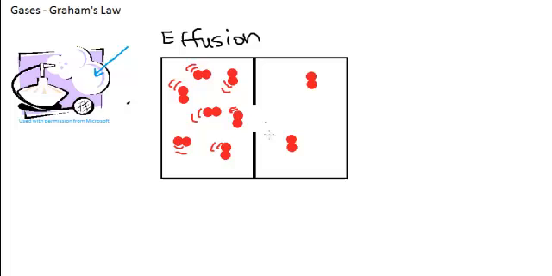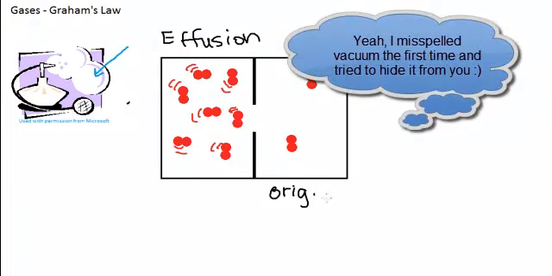A technique that scientists use to separate mixtures of gases is a technique called effusion. Essentially, it's the same thing as diffusion, the gas moving through an open space, except in this case, I've contained the gas to a container, and I have two sides to the container. On this side, I have originally a vacuum.